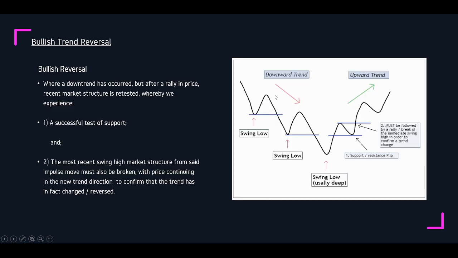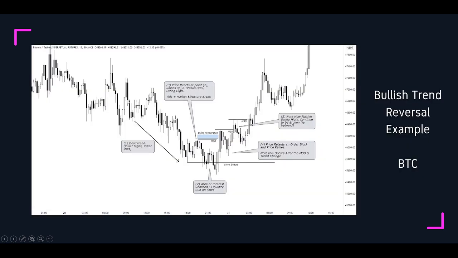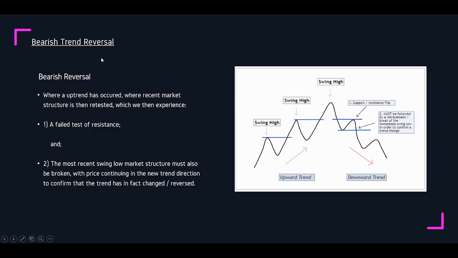So you can see in this image here, same sort of thing: up, down, deep retracement, up, which you can see here. Up, down, up, deep retracement, and then we continue following the new trend. So a bearish trend reversal is the same thing but in reverse.